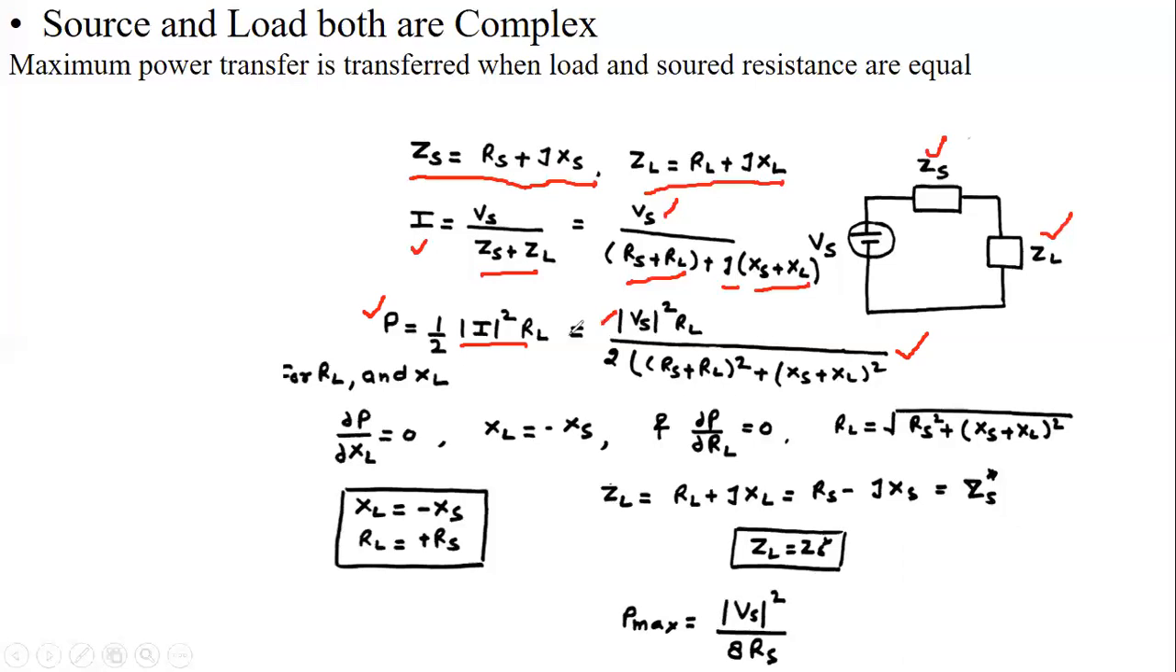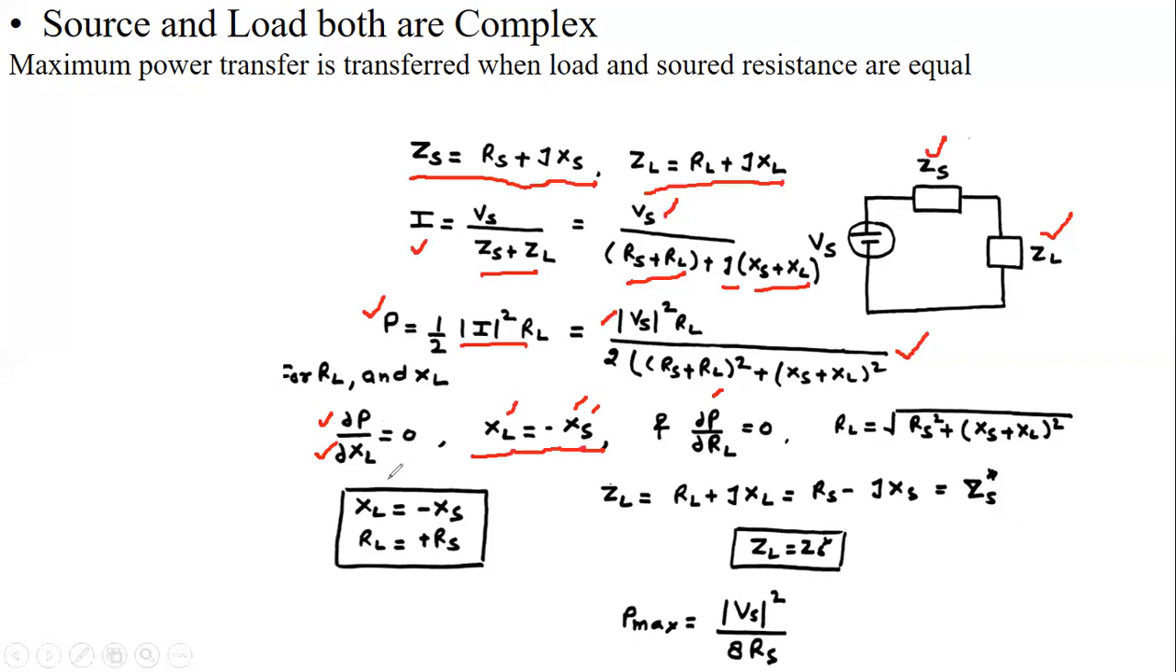Okay, so now power is a function of RL as well as XL. So when we differentiate del P with respect to del XL, the condition is XL equal to minus XS. So the load reactance should be the negative of the source reactance. Okay, so what is the sense of this? If the load is inductive, then the source should be capacitive, and if the source is inductive, the load should be capacitive, because both have opposite signs.